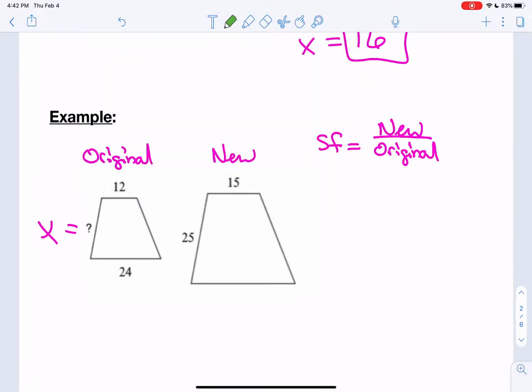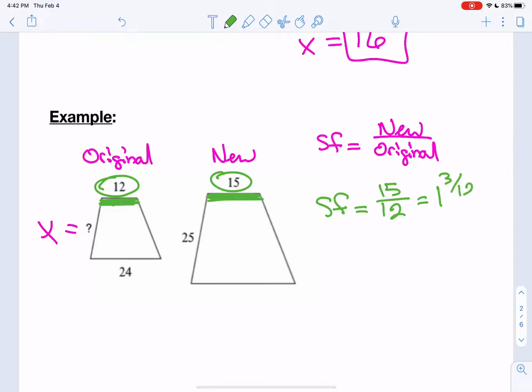So it looks like now we have numbers on the same side for the tops of the new and the original. So we can work with the top lengths. Okay, and we get 15 and 12. So the scale factor is going to be the new 15 divided by the original 12. 12 goes into 15 one time. You get a remainder of 3 over 12, and that simplifies to 1 3/4.